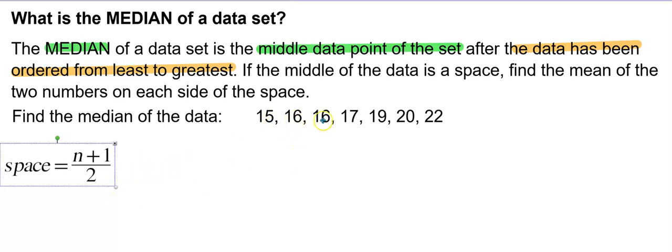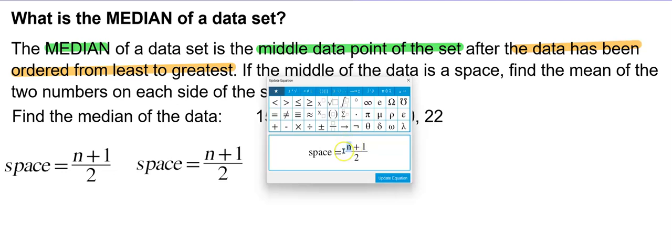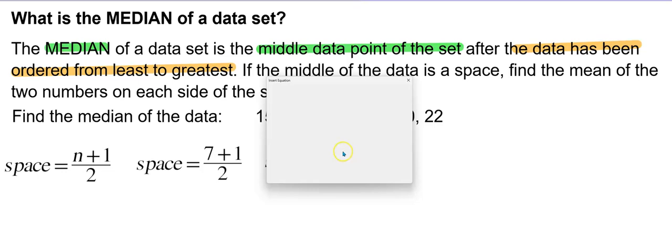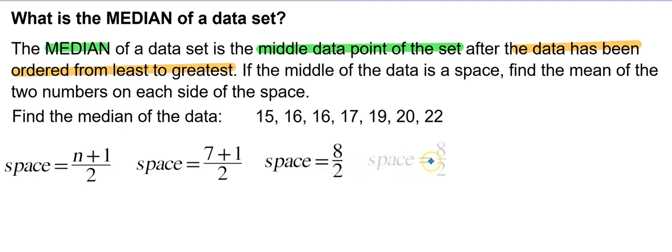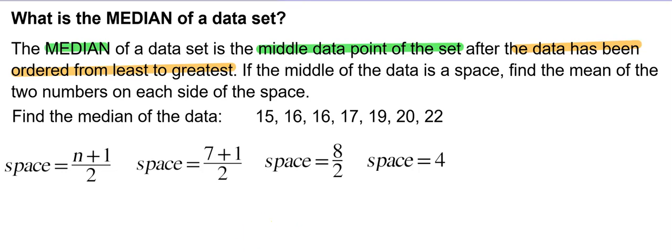There are 1, 2, 3, 4, 5, 6, 7 items. So I'm going to add 7 to 1. 7 plus 1, divide that by 2. 7 plus 1 is 8. I got 8. I'm going to divide that by 2. 8 divided by 2 is 4. So what this means is the 4th item is the median.